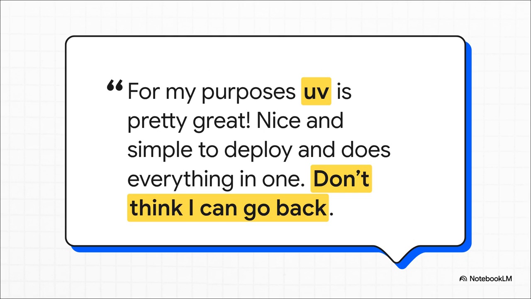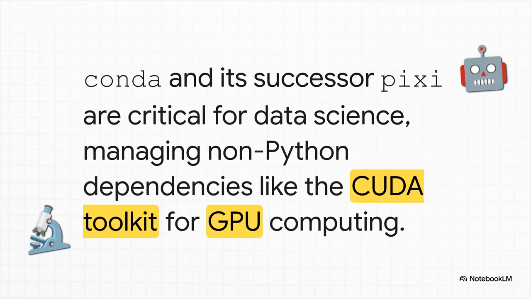And people are really loving these new tools. Take Uv. It's written in Rust, which makes it incredibly fast, and it aims to just replace pip, venv, and a bunch of other tools with one single command. And as this user says, once you try it, the speed and simplicity make it really hard to go back to the old way. Then you have Conda and its modern replacement, Pixi. Their superpower is that they manage more than just Python stuff, and this is absolutely essential for data science. If your project needs a specific version of NVIDIA's CUDA toolkit to run on a GPU, pip can't help you, but Pixi can. It handles the whole environment, Python and non-Python parts alike.